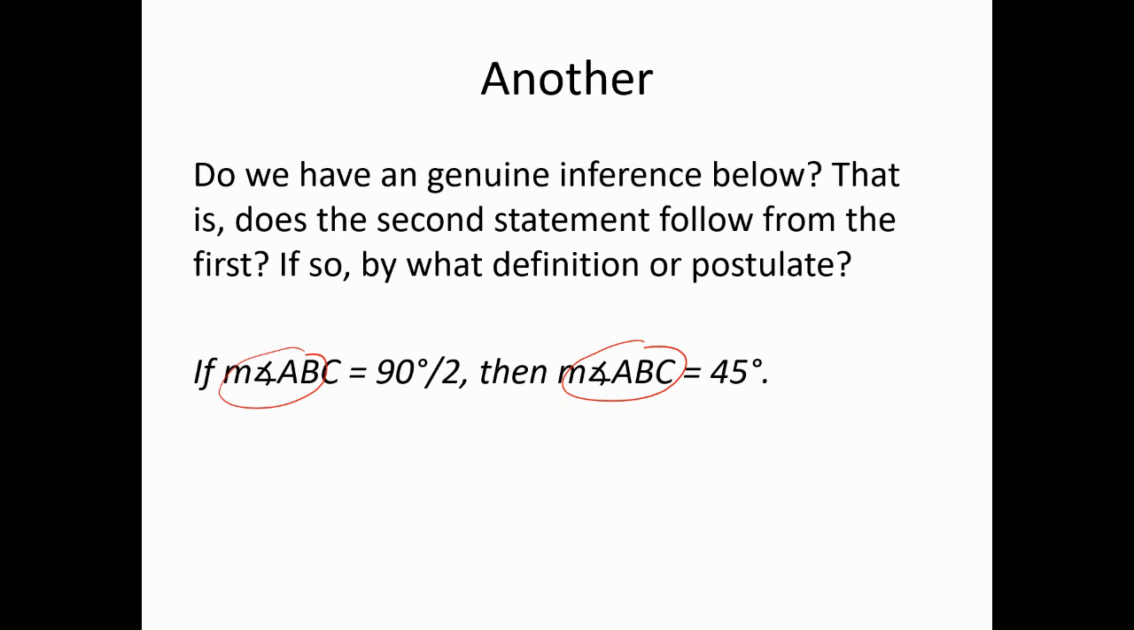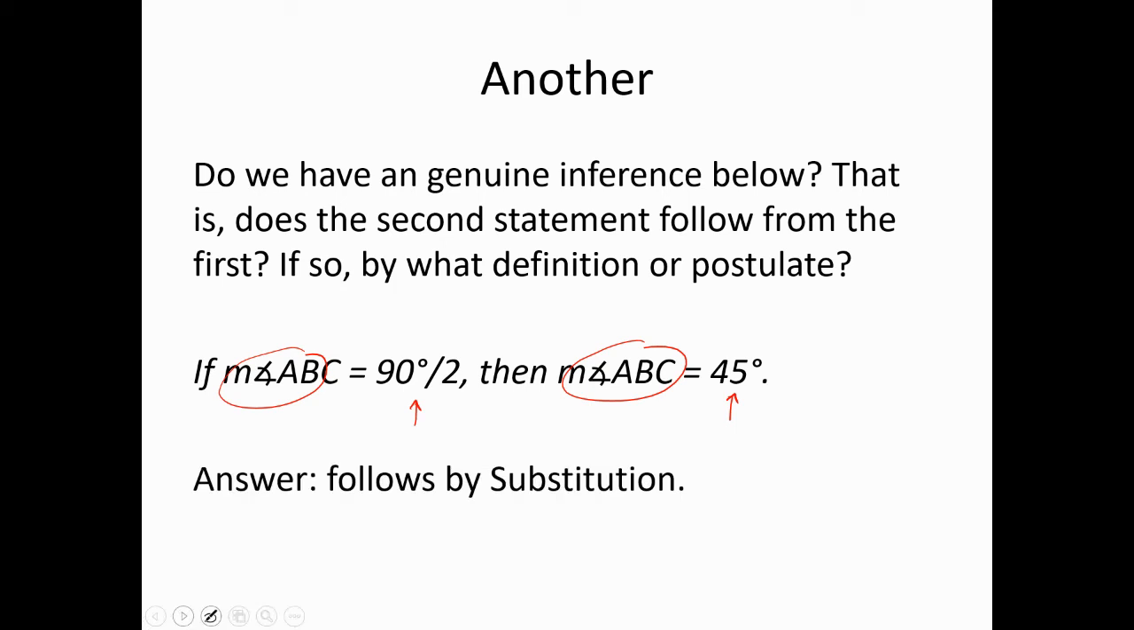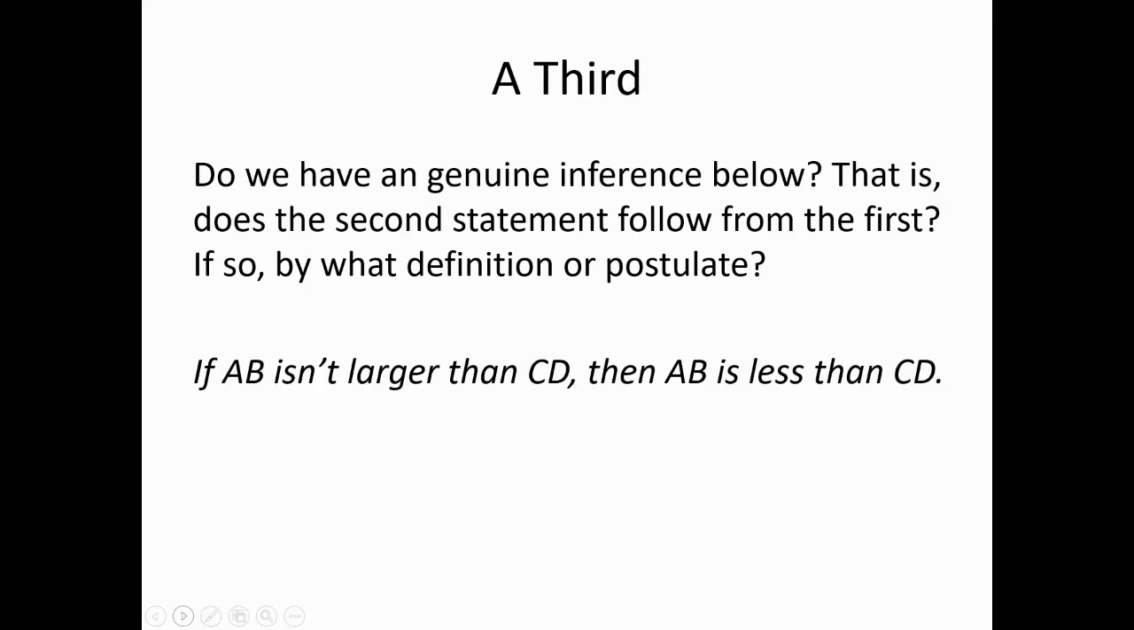Instead, what happened is that the 90 degrees over 2 was replaced by what it is equal to. That's the logic of this. And of course, it's equal to 45 degrees, so we have 45 degrees in the second statement. So what then is that rule that allows us to replace some expression by what it is equal to? That, of course, is substitution. So yeah, it follows by substitution.